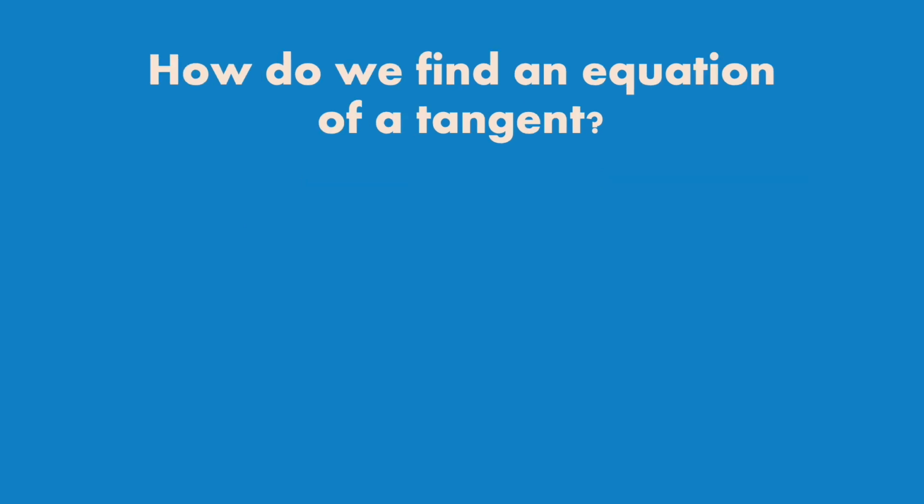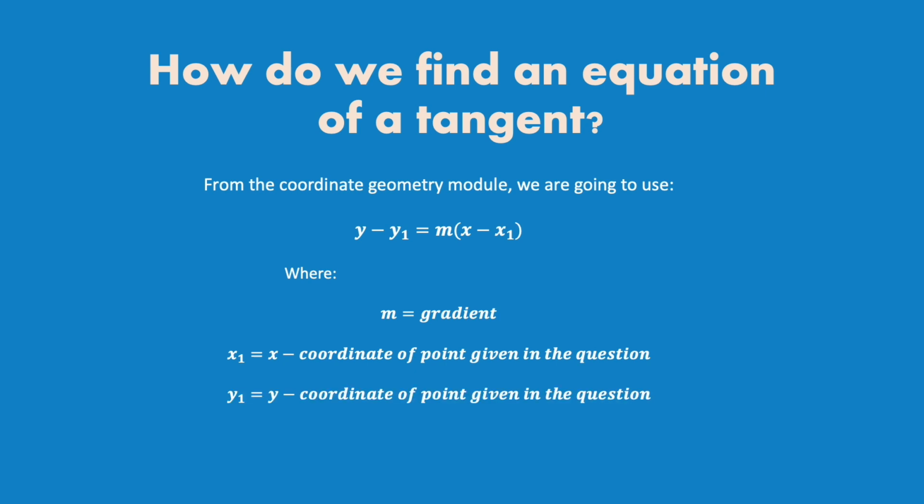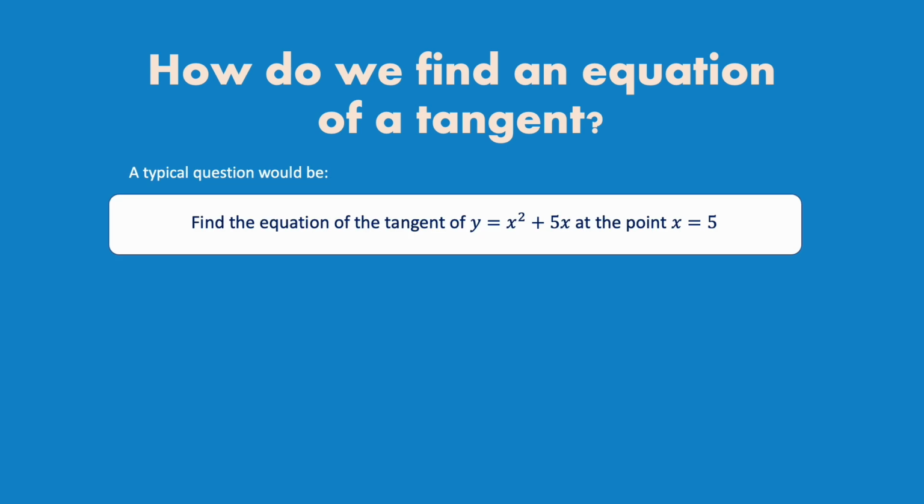So how would we find the equation of a tangent? So this is where your coordinate geometry comes in, and we're going to use this equation that we learned there, which is that y minus y1 equals m(x minus x1). And m is the gradient in this case. x1 would be the x coordinate of any point given in the question, and y1 would be the y coordinate of that point. So let's put this into practice in a question.